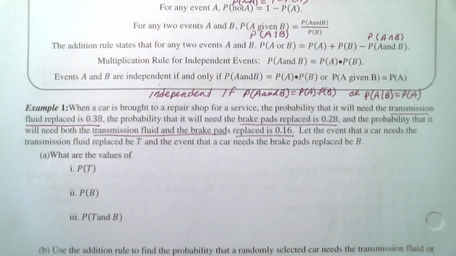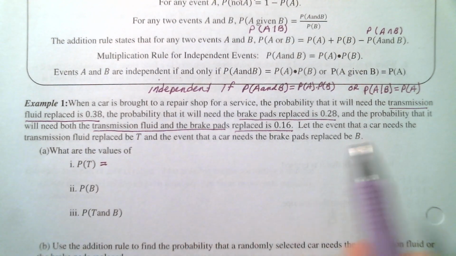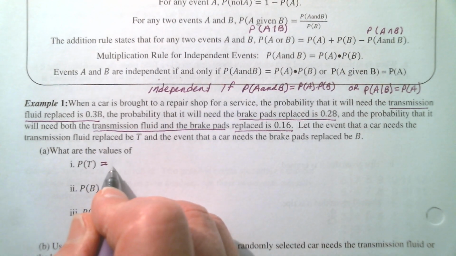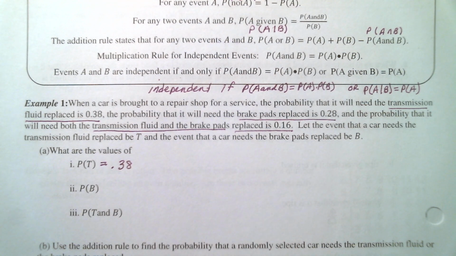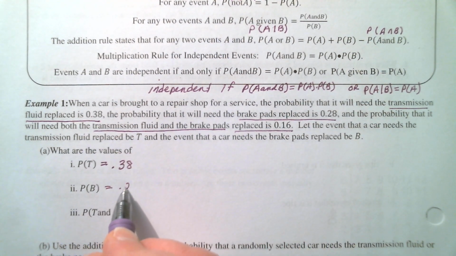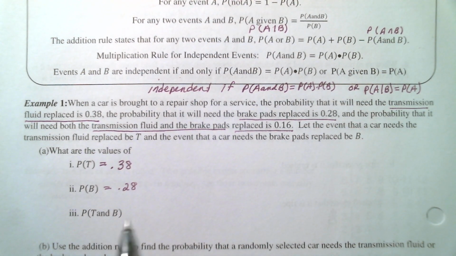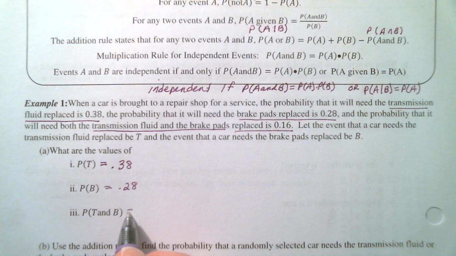What are the values of the probability of T? So the probability of T, transmission, is 0.38. The probability of B, brake pads replaced, is 0.28. And the probability of T and B is 0.16.